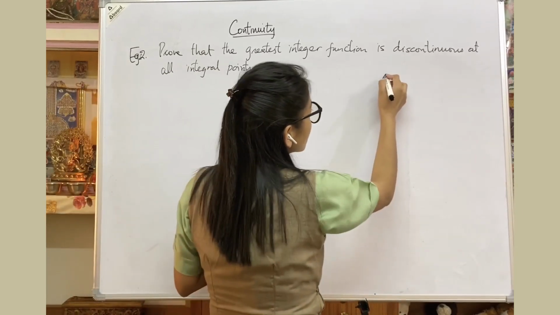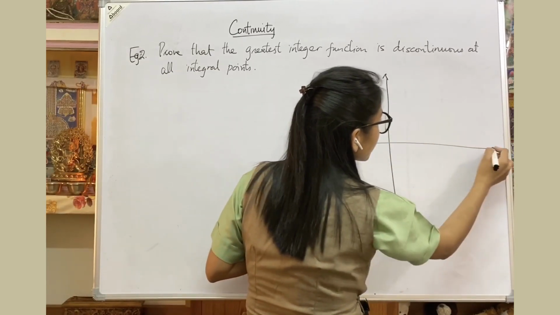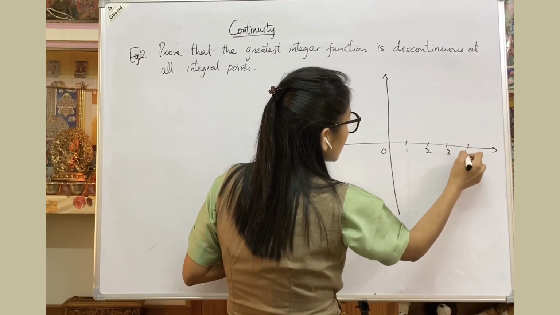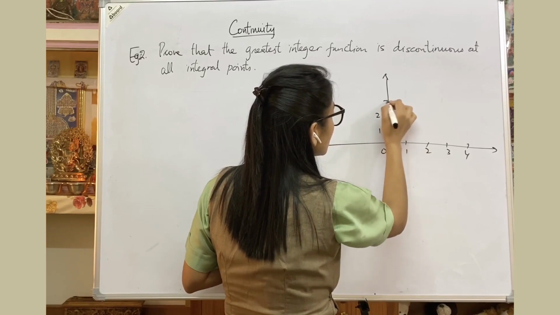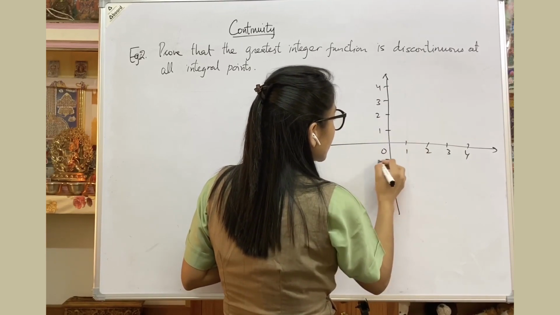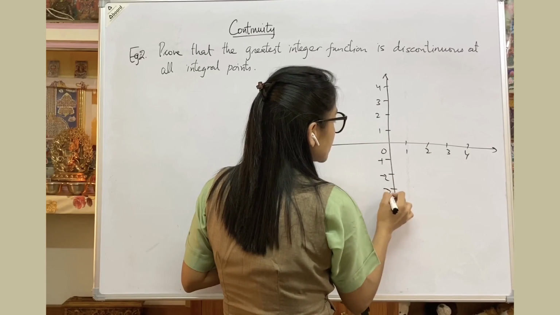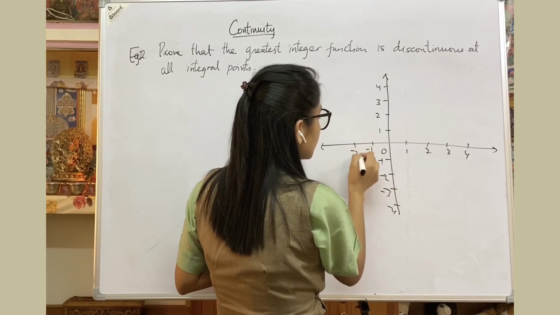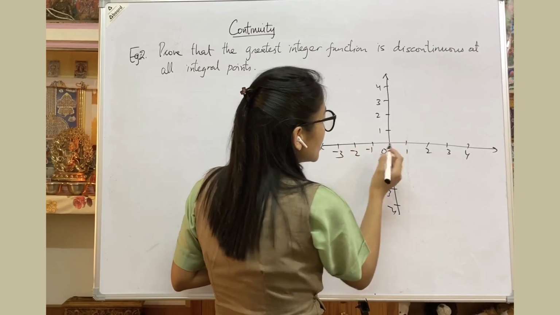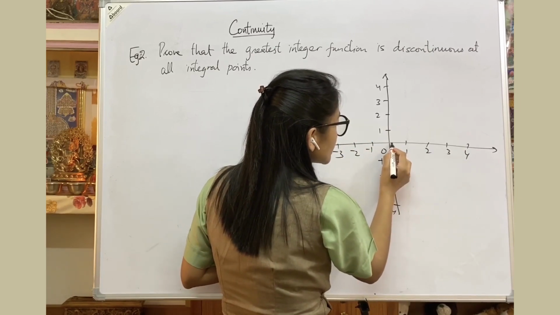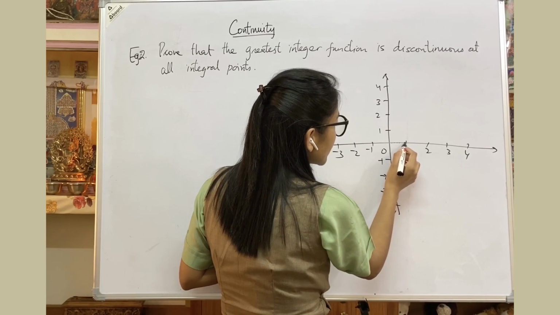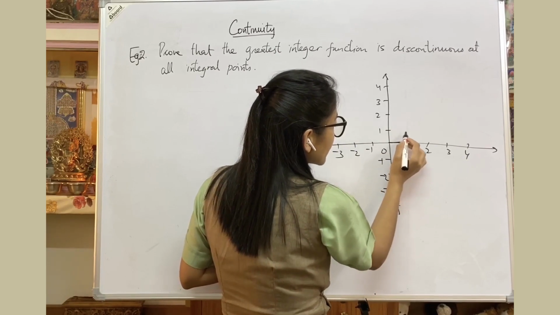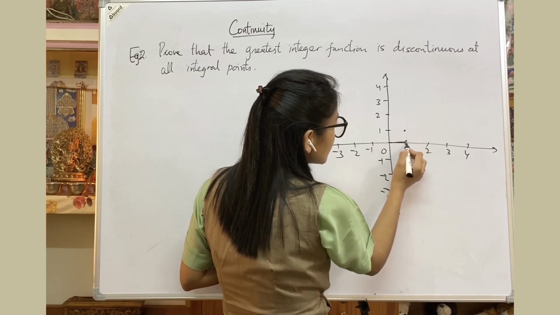So if we recall the graph of greatest integer function, so this is, say, 0, 1, 2, 3, 4, and here we have 1, 2, 3, 4, negative 1, negative 2, negative 3, negative 4. This is negative 1, negative 2, negative 3, and so on. So from 0.1, 0.2, 0.3 up to 0.9, all its image is 0. You know that, 0. But when you reach 1, its image is 1. So we have to exclude this point.